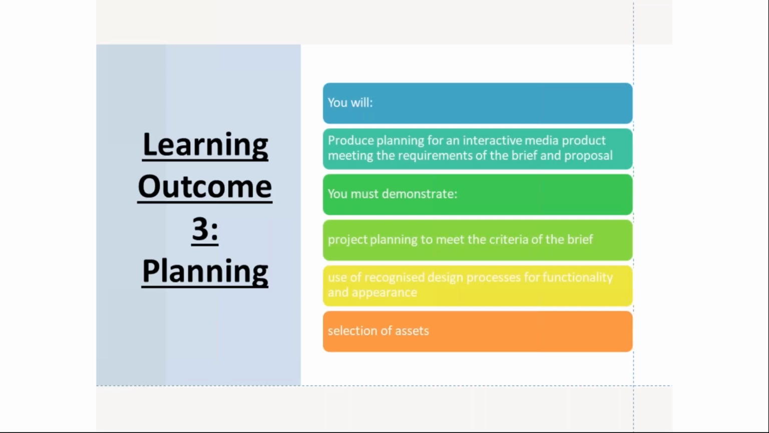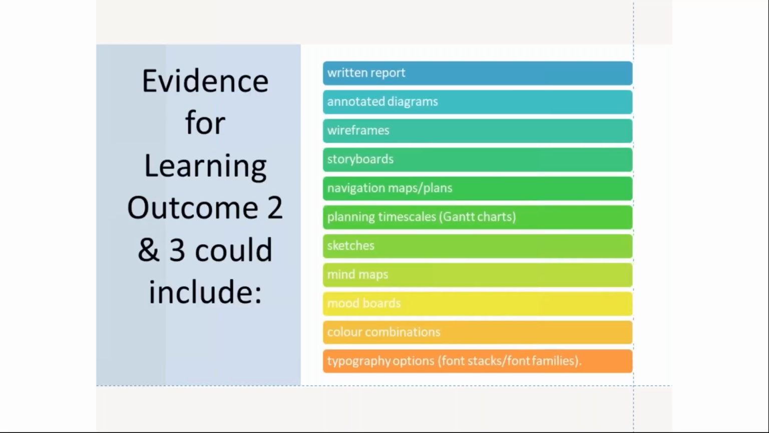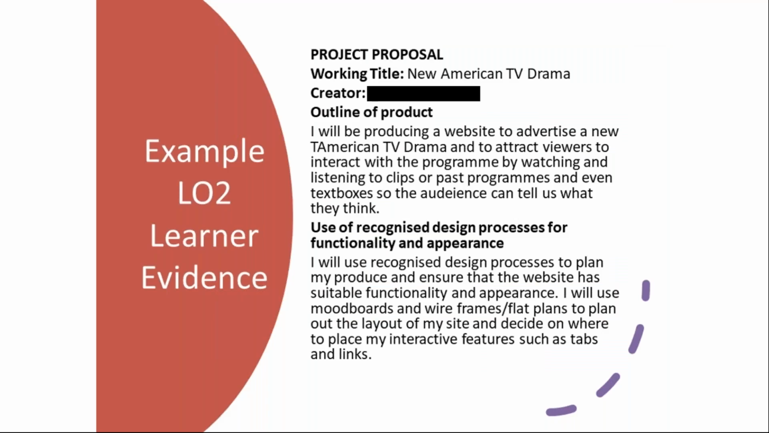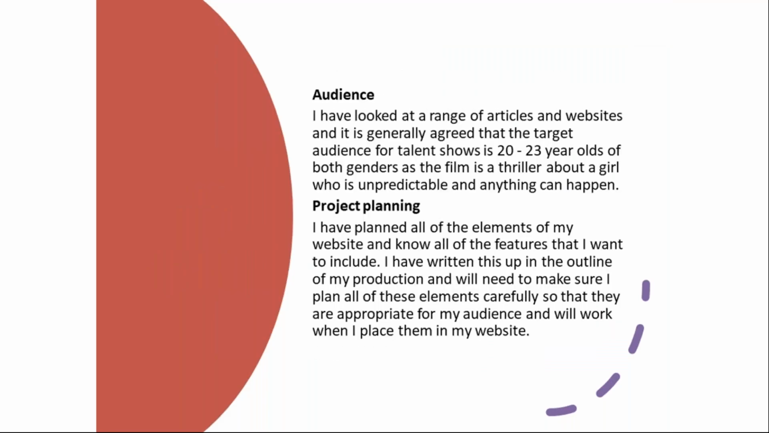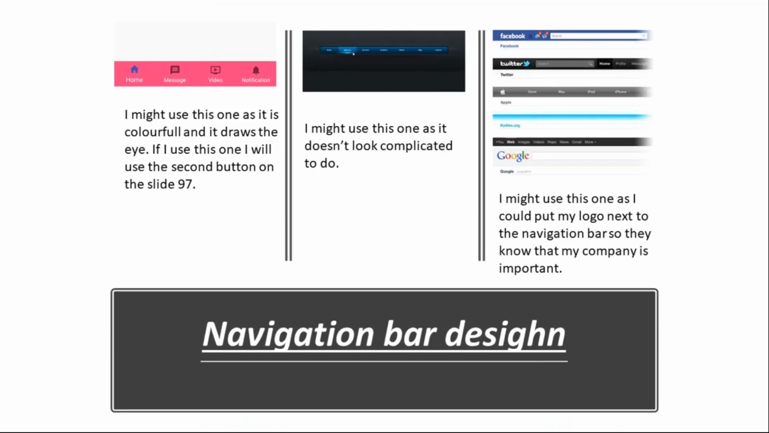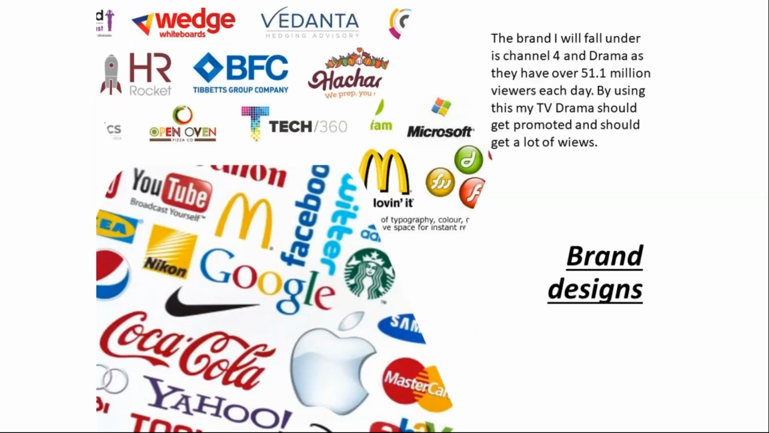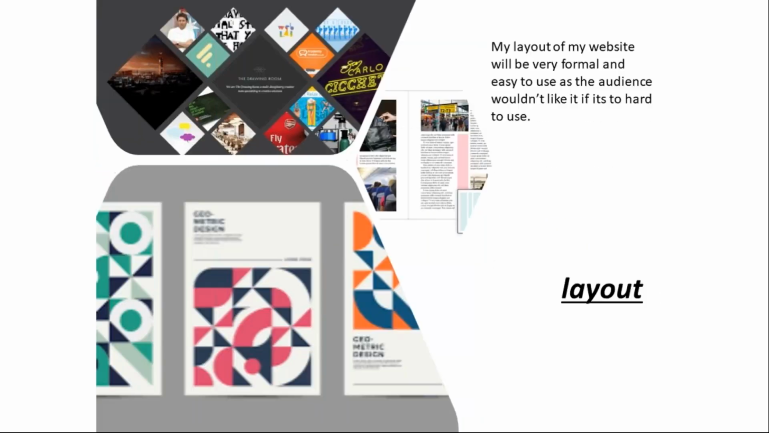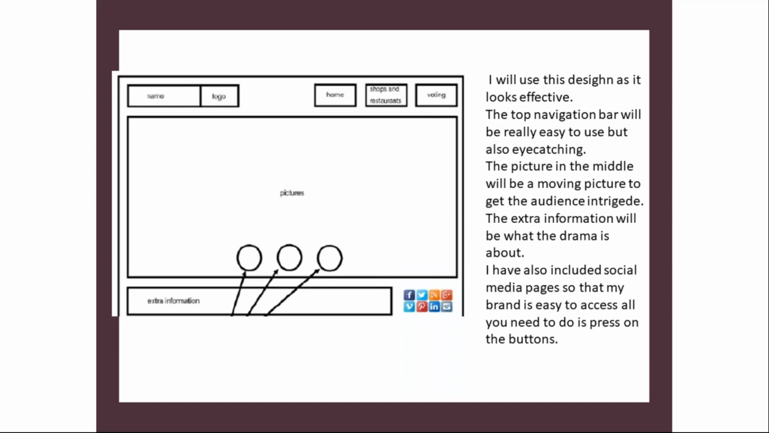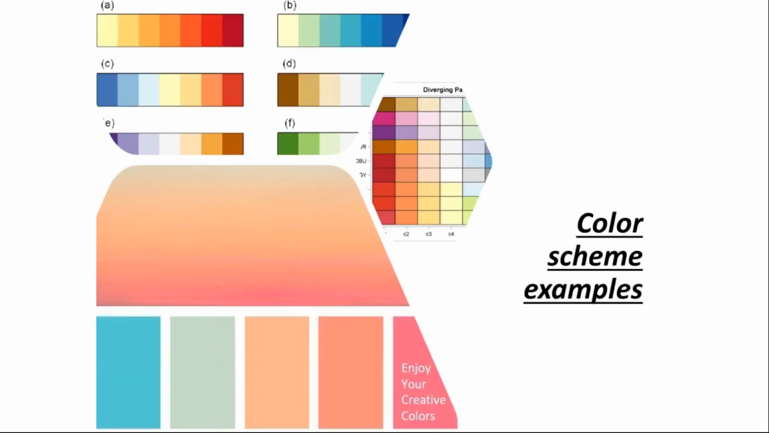So they've collated, if you like, all of that evidence into one document for learning outcome 1, and then for learning outcome 2 they've actually started to create the planning documents. Schedules, navigation, indication. Considered layout, button design. Some links to their drawings and other diagrams that they've used.